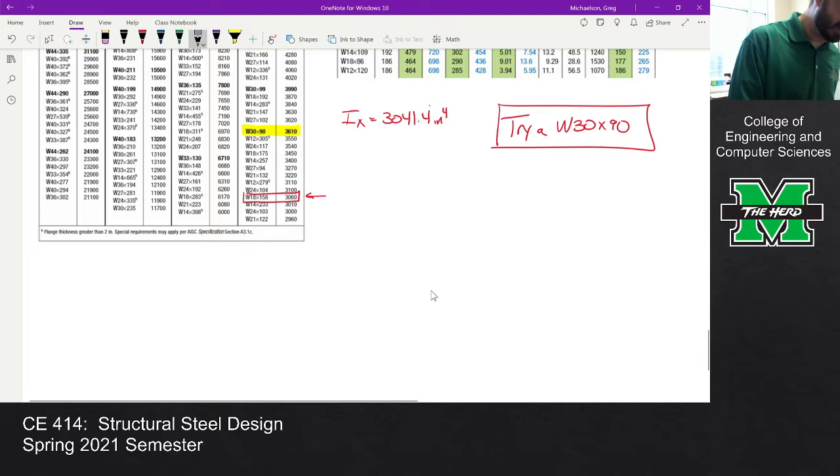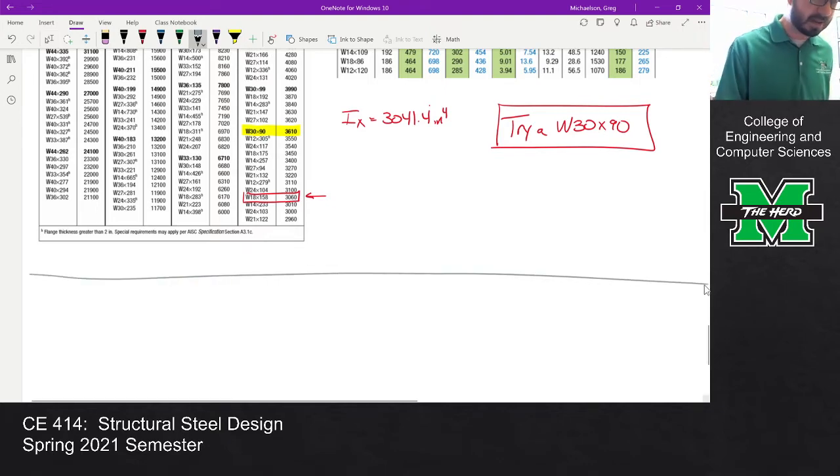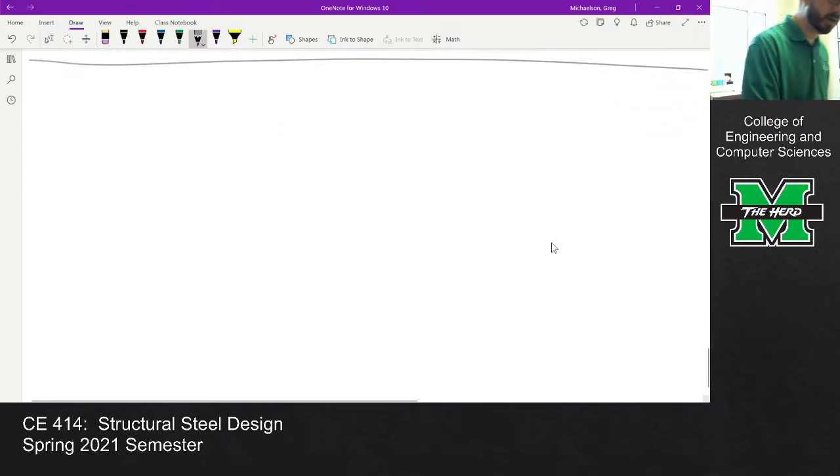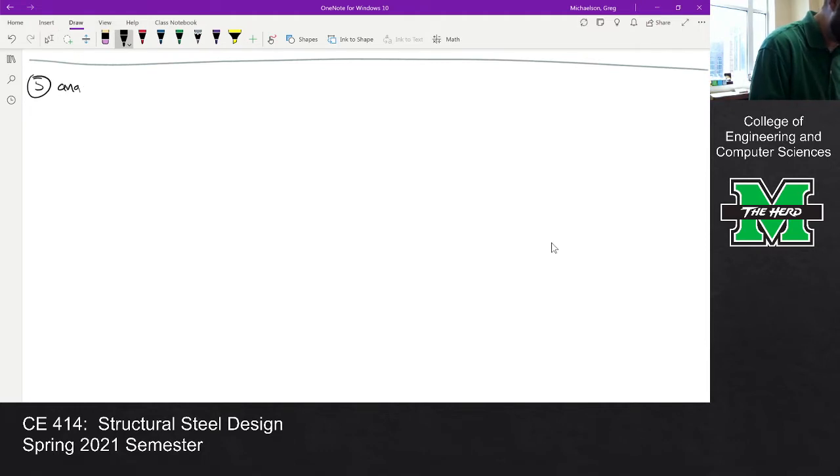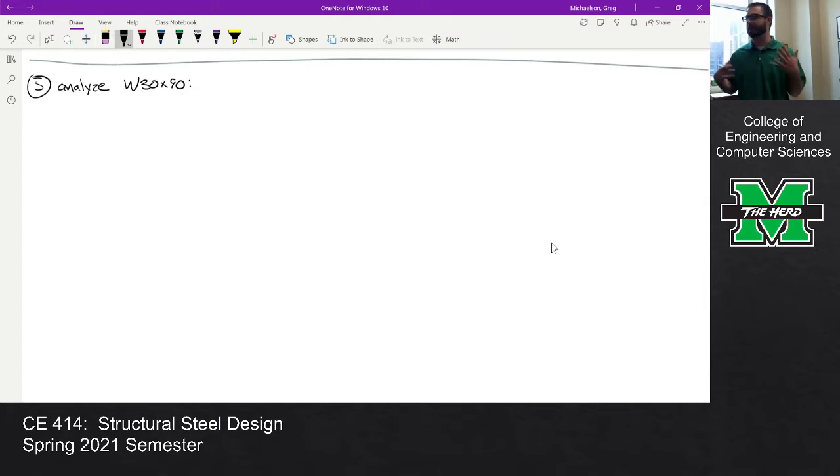All right. So step 5 is not hard, just maybe a little bit time consuming. So step 5, analyze the W30 by 90. And so all we're going to do is chug out a lot of the calcs that we had done before. So first off, let's do our dead loads. Let's update our dead loads all over again.